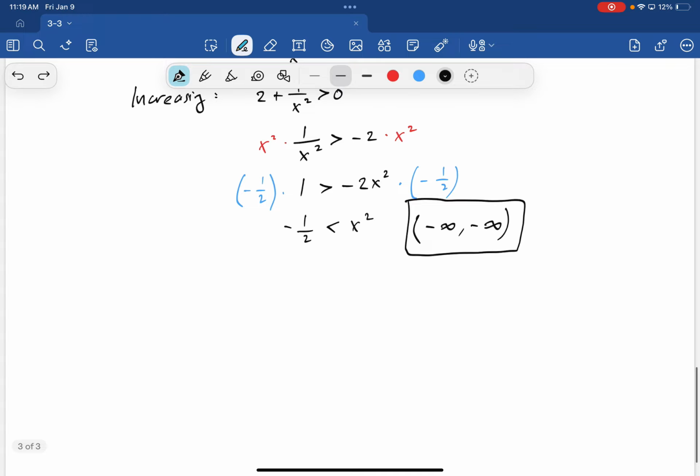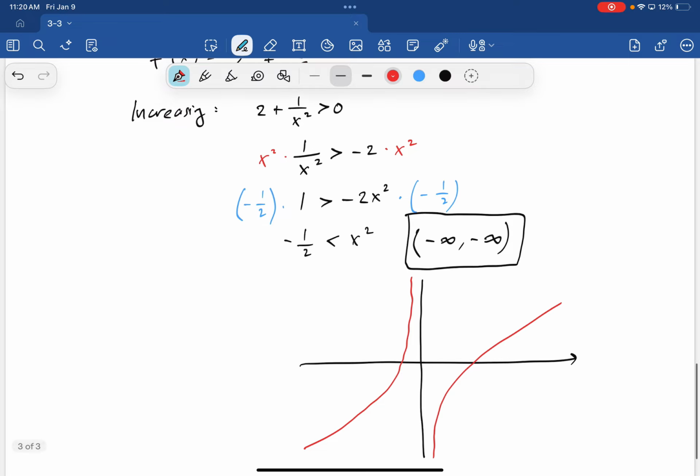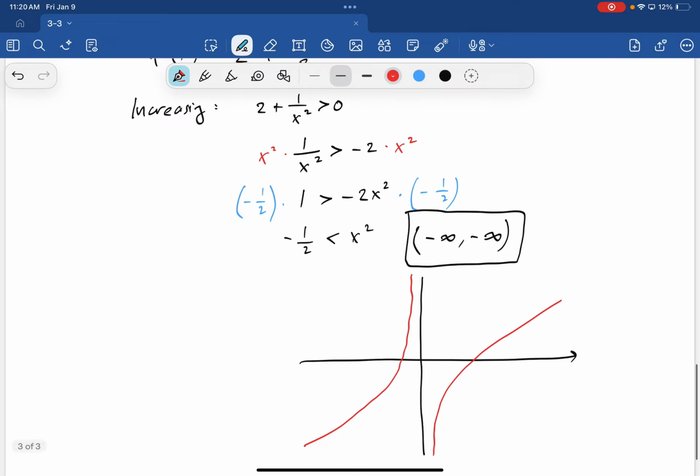Okay, so if I were to graph this function, I'll show you what the graph looks like. The graph looks like this. And as you can see, it's always increasing, right? Any questions? You guys can do number 2 now. It's very similar, but a little more tricky. Sorry about that. It's supposed to say positive.